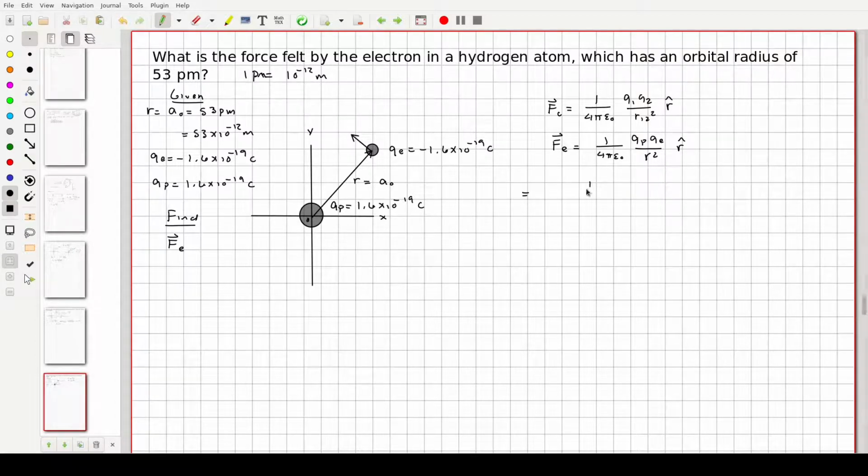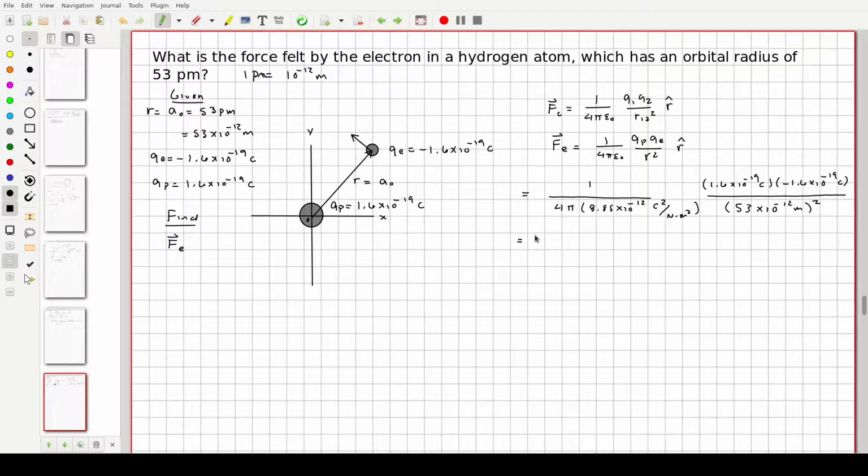So now let's plug some numbers in. And this is 8.85 times 10 to the minus 12th, or actually that's Coulomb squared per Newton meter squared. QP is 1.6 times 10 to the minus 19th coulombs. QE is minus 1.6 times 10 to the minus 19th coulombs. And then our distance here is 53 times 10 to the minus 12th meters, and you have to square that.